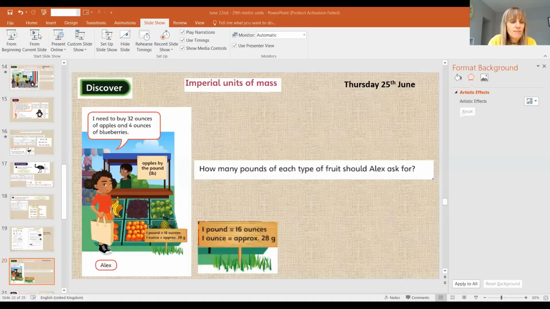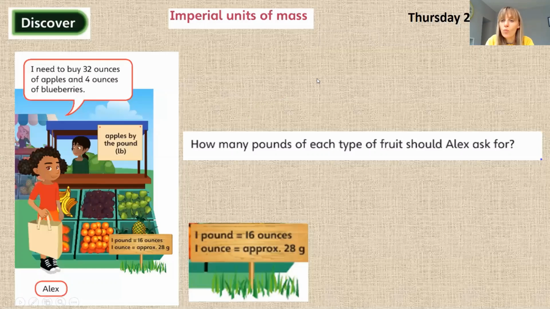Now today we're going to be looking at more Imperial units, but this time Imperial units of mass. So let me share my screen. Now remember, mass is all about weight and how heavy things are. When we think about mass in metric units, we were looking at kilograms and grams. In the imperial units, we're looking at pounds and ounces, okay?